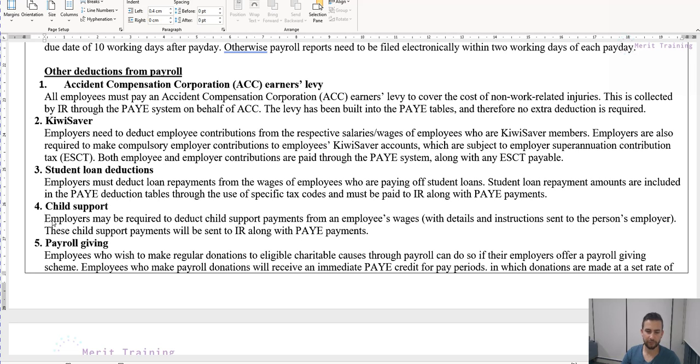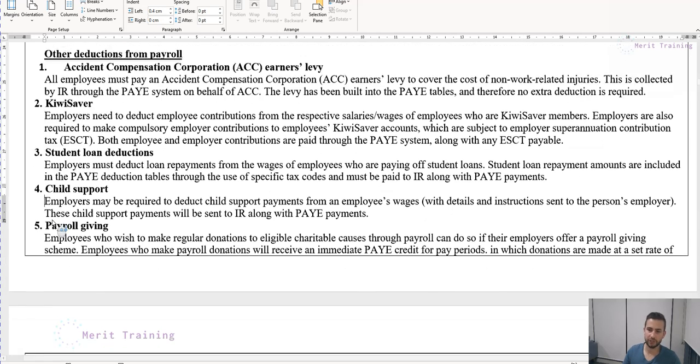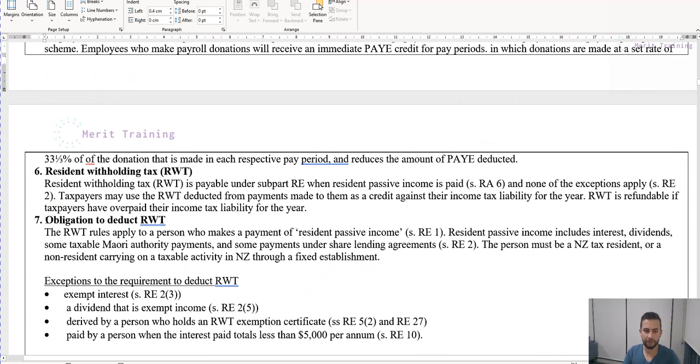So the next point is payroll giving. Employees who wish to make regular donations to eligible charities through payroll can do so if their employer offers a payroll giving scheme. Employees who make payroll donations will receive an immediate PAYE credit for any pay periods in which donations are made, at a set rate of 33.33% of the donation made in each respective pay period, and it reduces the amount of PAYE deducted.